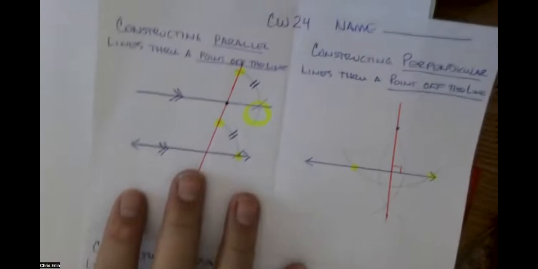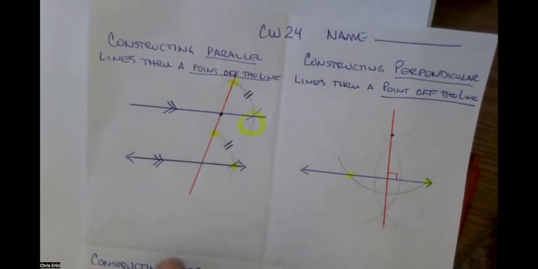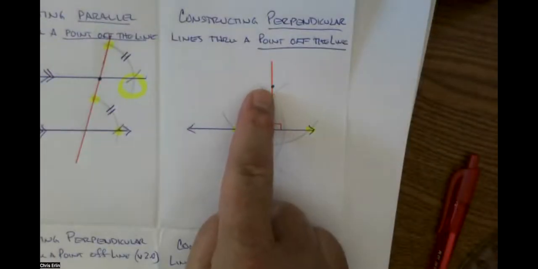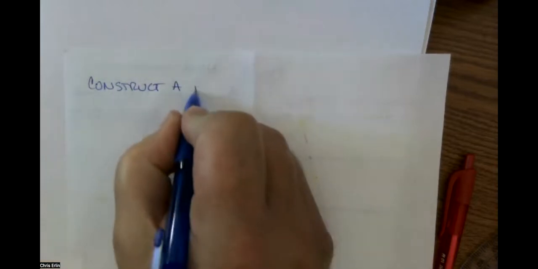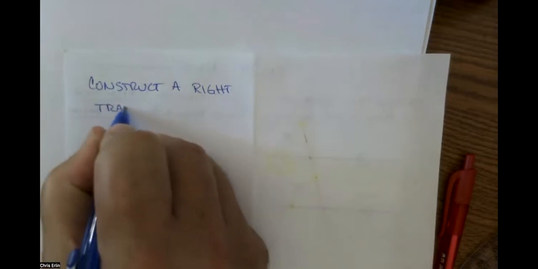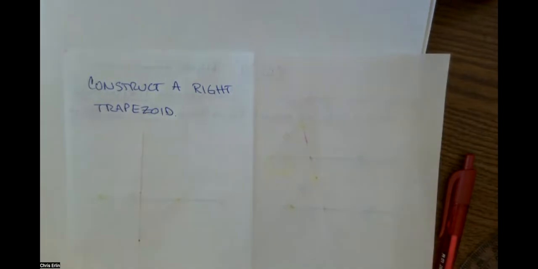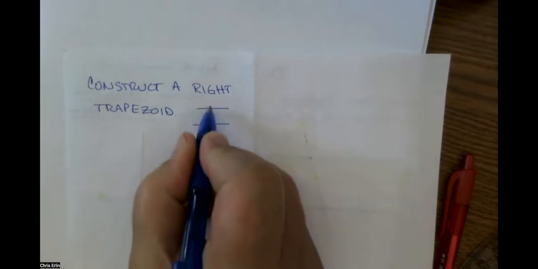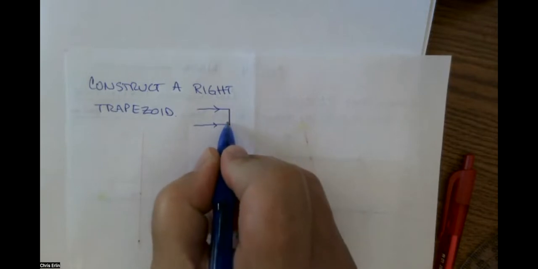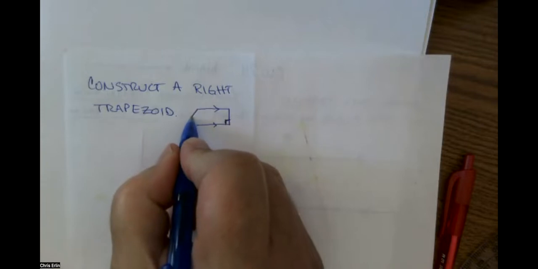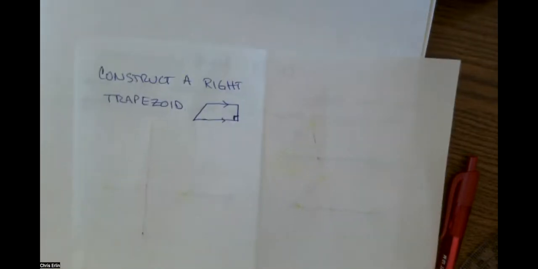So you've now figured out how to construct parallel lines specifically through some point you care about, and then perpendicular lines either through a point off that line or through a point on that line. Please flip this over. And I'd like you to construct a right trapezoid. Do you remember what a right trapezoid looks like? It has one set of parallel sides, one side that is perpendicular, and the other one that's slanted. Go.